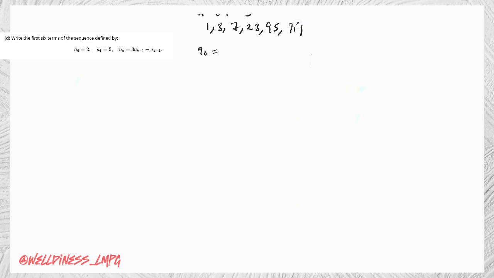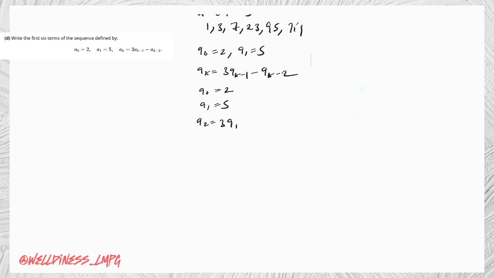So our next question, we have A naught is equal to 2, our A1 is equal to 5, and our AK is equal to 3A(K minus 1) minus A(K minus 2), and we are told to find the first 6 terms. Since we know our A naught is equal to 2, and our A1 is equal to 5, and AK is equal to 3A(K minus 1) minus A(K minus 2), what we need to look for next is our A2.